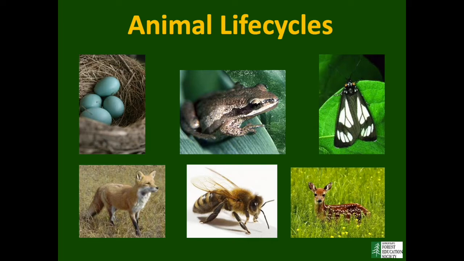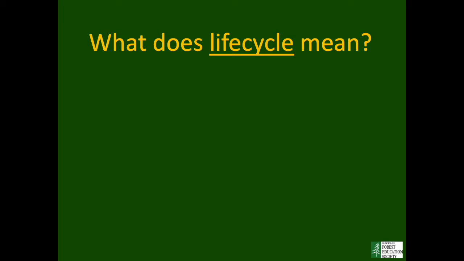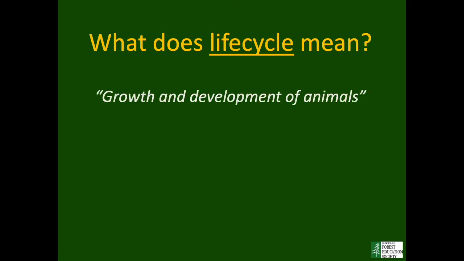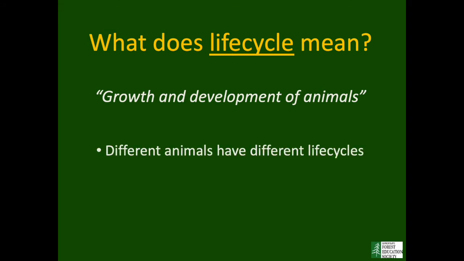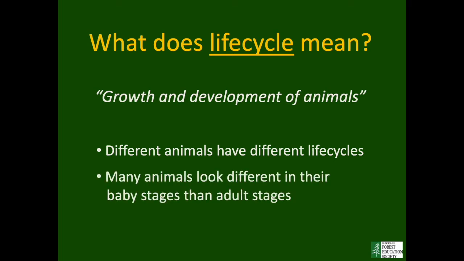So we're going to be talking about the different animals at different stages in their life cycle. So what does the term life cycle mean? Well, it's the growth and development of animals, and different animals have different life cycles. So many animals look a lot different in their baby stages than in their adult stages.